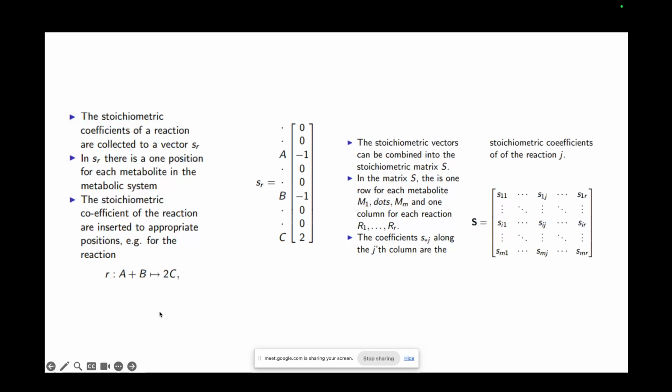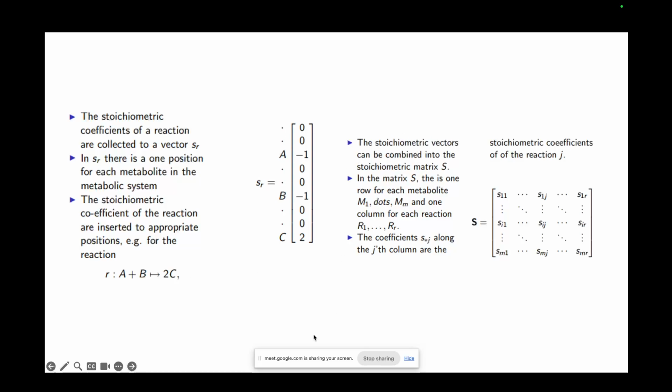So if you have something like A plus B giving 2C, for A it's going to be -1, for B it's going to be -1, for C it's going to be 2, and zeros for the other elements. In the whole network there might be other metabolites involved, but for this particular reaction you are not considering them, so the rest will be zero. Only the elements involved in this particular reaction are given a coefficient in the vector. That is what is done here for the reaction A plus B giving 2C.